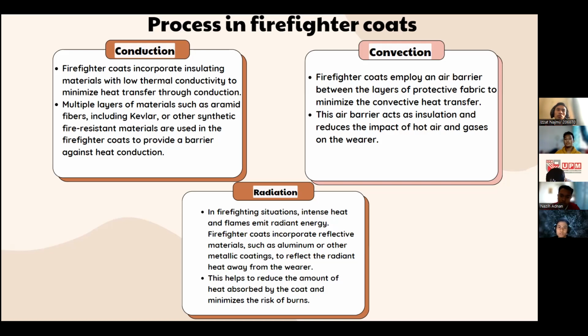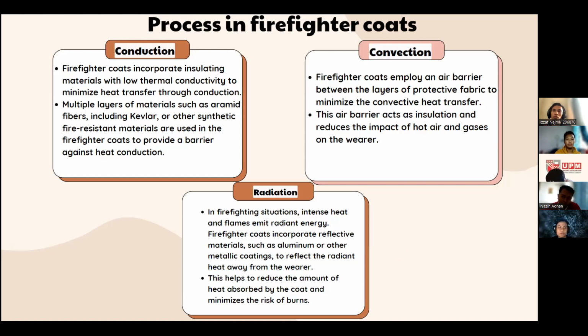For the second process, convection, firefighter coats employ an air barrier between the layers of protective fabric to minimize convective heat transfer. This air barrier acts as insulation and reduces the impact of hot air and gases on the wearer. And the last process in the firefighter coat is radiation. During a firefighting situation, intense heat and flame emit radiant energy. So the coat is made from reflective material such as aluminum or other metallic coatings to reflect the radiant heat away from the firefighters. This action helps reduce the amount of heat absorbed by the coat and minimizes the risk of burns to the firefighters.